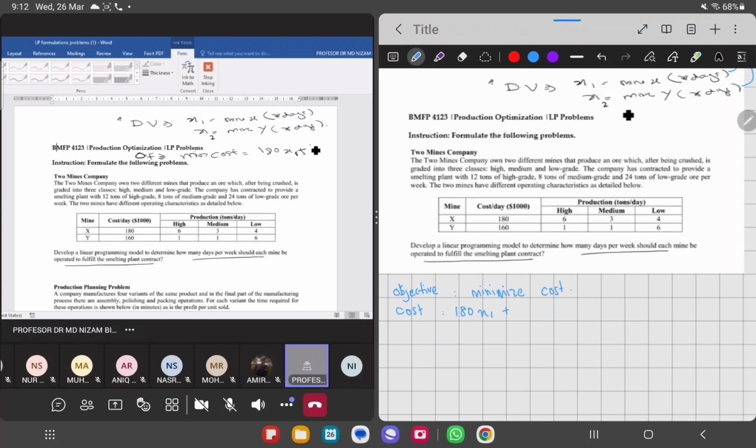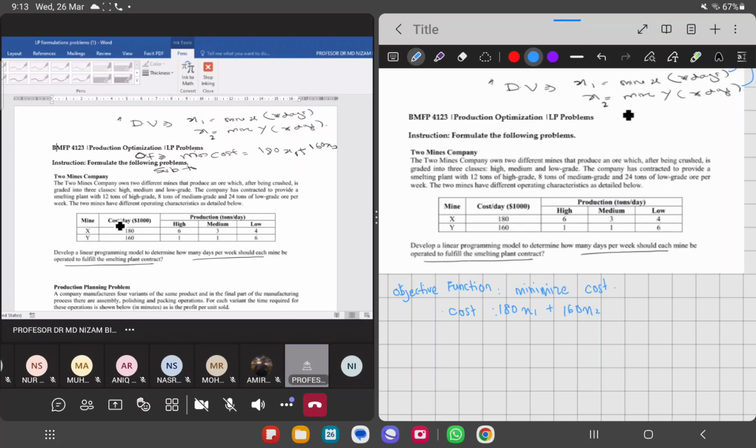Plus what? 160 x2. So if I define what x1 and x2 are, I can actually calculate the cost, which is 180 times x1, which is number of days mine x operates, plus 160 times x2, which is number of days mine y operates, right? So this is the objective function. Good. And then subject to constraints.